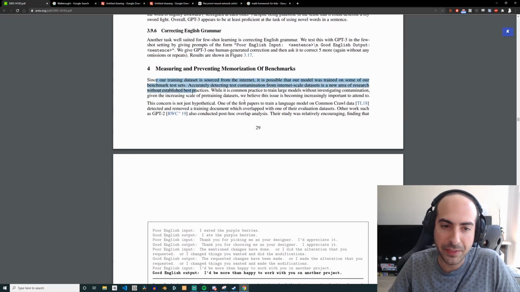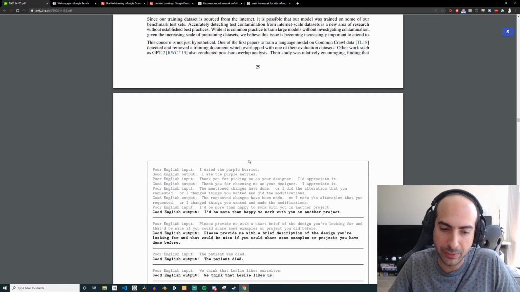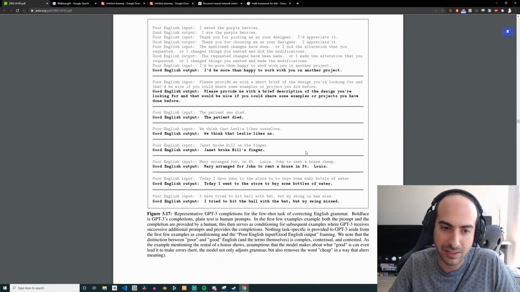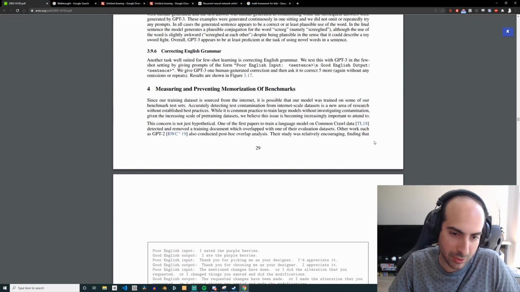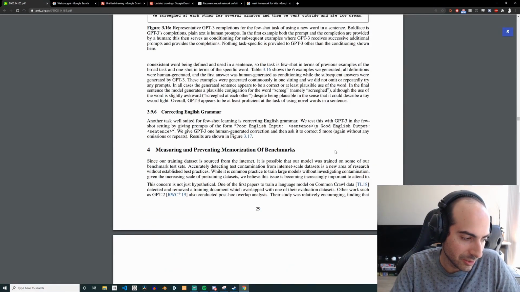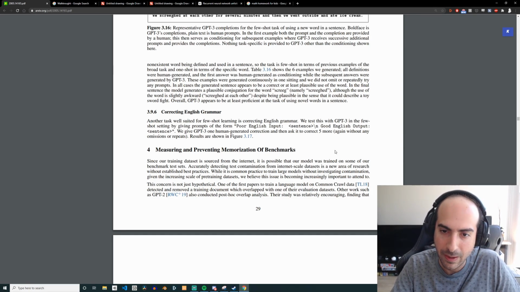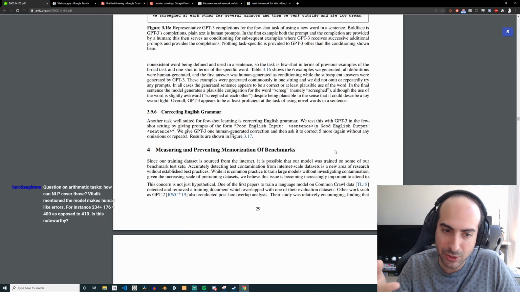So they talk about this now. How can we make sure the model hasn't memorized our dataset? One example I'll give you is, let's say you come in and feed the model a few-shot examples of translating from Elvis Presley. It turns out, unknowingly to you, there were a couple of people. So how can NLP cover those? Vitalik mentioned the model makes human-like errors.